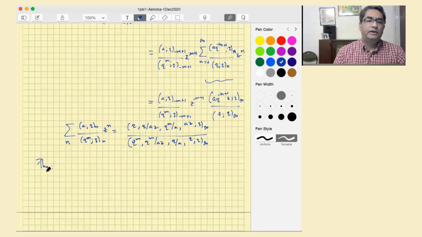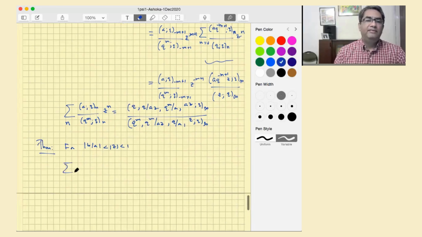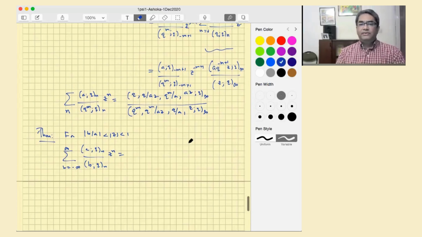So now this is the theorem. For b/a less than z less than 1, we have the sum n going from minus infinity to infinity of (a;q)_n over (b;q)_n z^n. So I have discovered what it should be. I'll just replace the q raised to m's by b now.